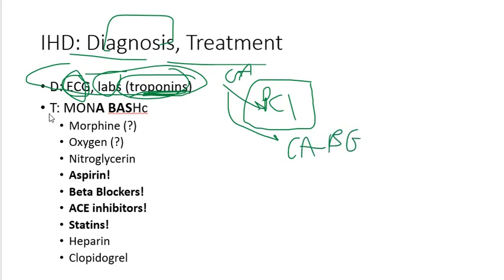So outside of this, if the person's just finished having a myocardial infarction and he is alive, and you give him PCI and he is alive, or you give him a CABG and he's all good, what drugs do you give him? Time for another mnemonic: MONABASH. Morphine, oxygen, nitroglycerin, aspirin, beta blockers, ACE inhibitors, statins, heparin, clopidogrel. I'm going to simplify this. You're not going to need this for pathology studies. You're going to need this for pharmacology and internal medicine.